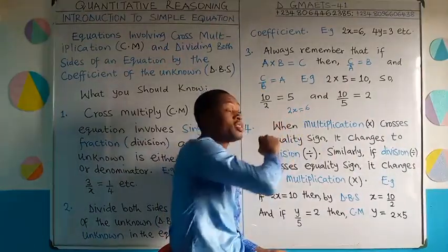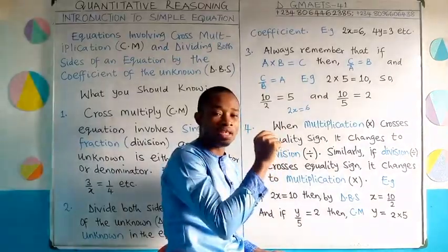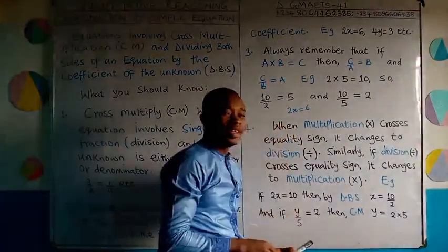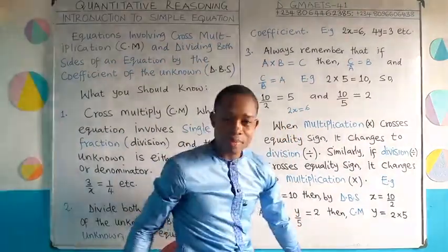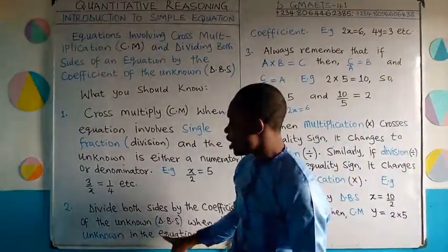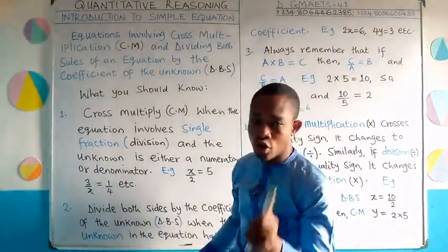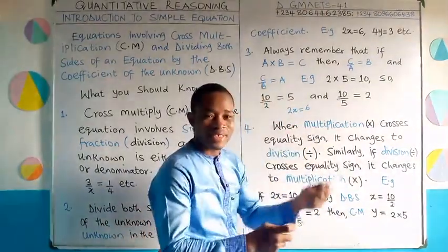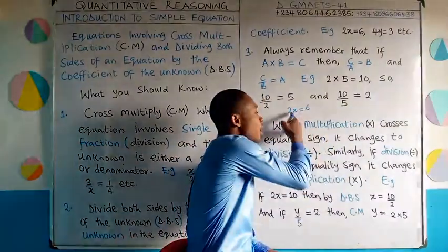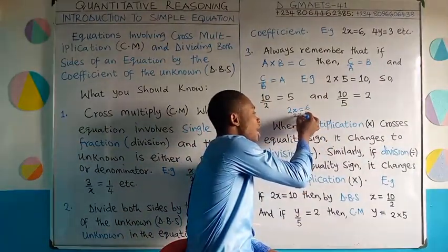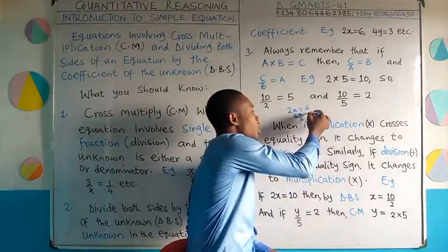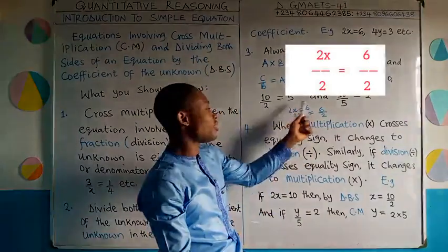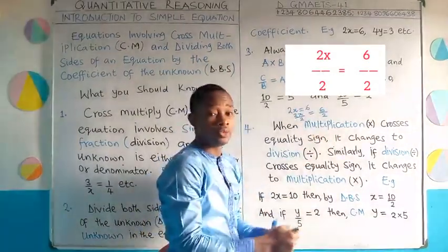I'm looking for x, which is the unknown. So I have to make x stand alone. Now, the coefficient of this unknown is 2. Therefore, I have to divide both sides by the coefficient of the unknown, because in this case the unknown x has a coefficient, which is 2. So I come to the left hand side and do 2x divided by 2, and then equal to 6 divided by 2. You see, I divided the left and the right hand side by the coefficient of the unknown, which is 2.